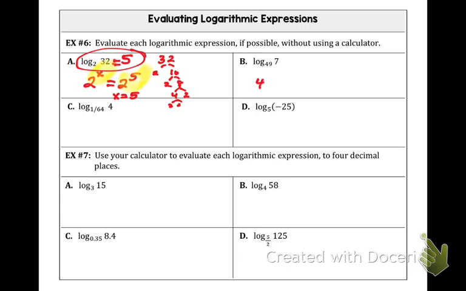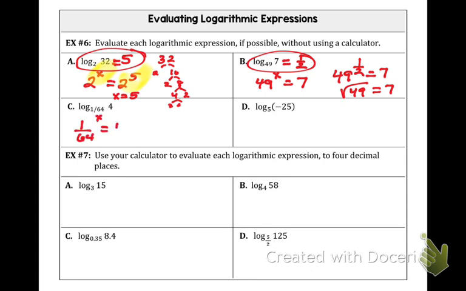For B, 49 to what power is equal to 7? Well, hopefully you notice that the square root of 49 is 7. The same thing as your square root, so 49 to the 1/2 would get you to 7, because that's the same as doing the square root of 49, which is 7. So log base 49 of 7 is equal to 1/2.